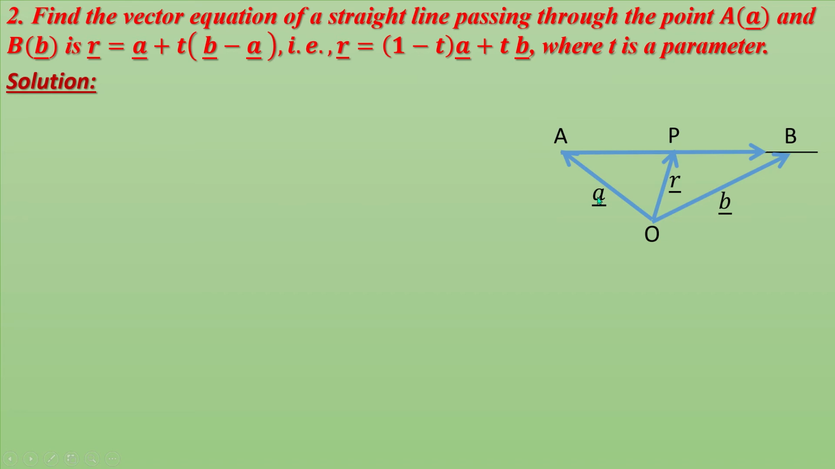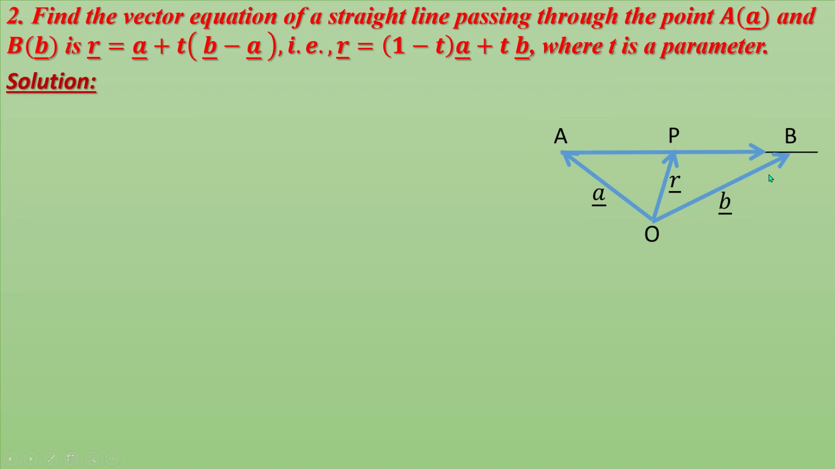Figure will be here. The position vector of A with respect to O is a vector, P is r vector and B is b vector. That means OA is equal to a vector, OP equal to r vector, and OB is equal to b vector. Clear? And P lies on the line AB. So AP vector, we can write t into AB vector. So at first we have to find the position vector of the line AB.